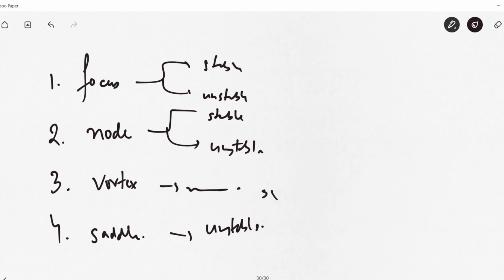Fine, any one or two, or it can have a focus also, it can have a node also, or it can have a focus and a vortex also. So how many equilibrium points? Around equilibrium points, each equilibrium point will be different. One equilibrium point may exhibit the property of a focus, another may exhibit the property of a node, a third can exhibit the property of a vortex, and someone may be a saddle point. So all these properties can be in the same nonlinear system as well.